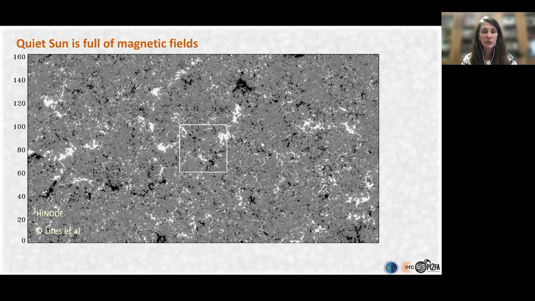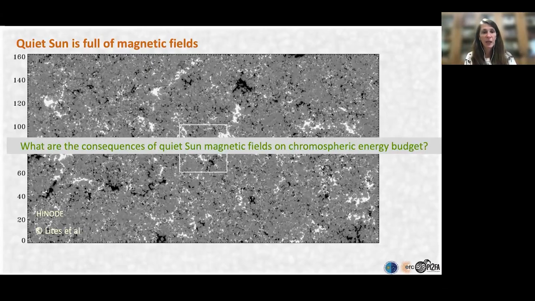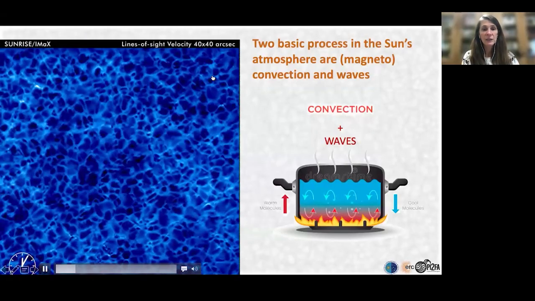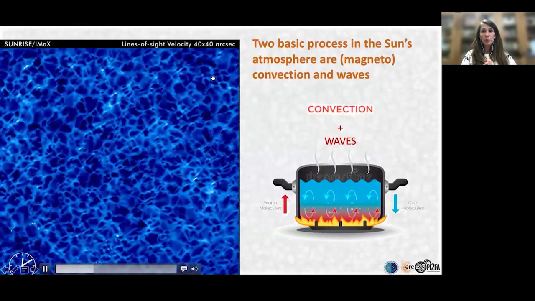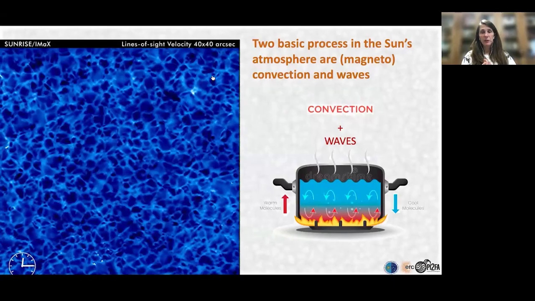And this is something very valuable because from there we can extract the energy and bring it up to the chromosphere and to the corona and heat these regions. Okay, so the only question is how to do that. So the question that I'm trying to solve is what are the consequences of this quiet sun magnetic field for the chromospheric energy budget? And there are two basic processes in the solar atmosphere.